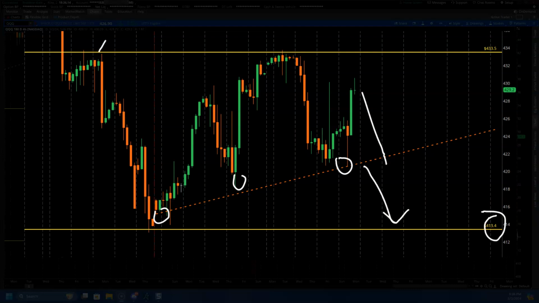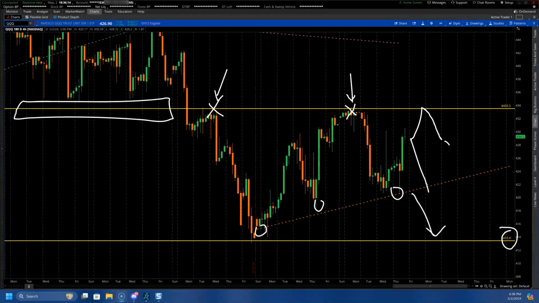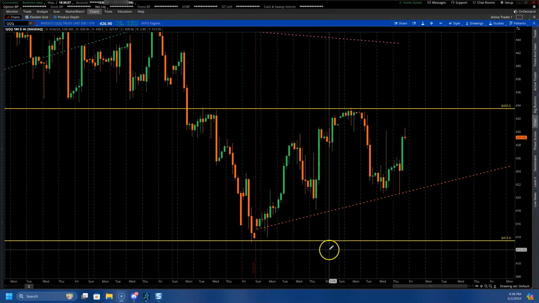If we don't, and if we end up breaking out of this 433.5 level, which has acted as support before and has now acted as resistance twice, then maybe a first touch rejection, make another higher low, and then eventually a breakout. Or if it does not do that, gets rejected, and does not get a follow through move to the upside, then we can still see weakness. So these are some of the scenarios that you can look for as the market plays out.